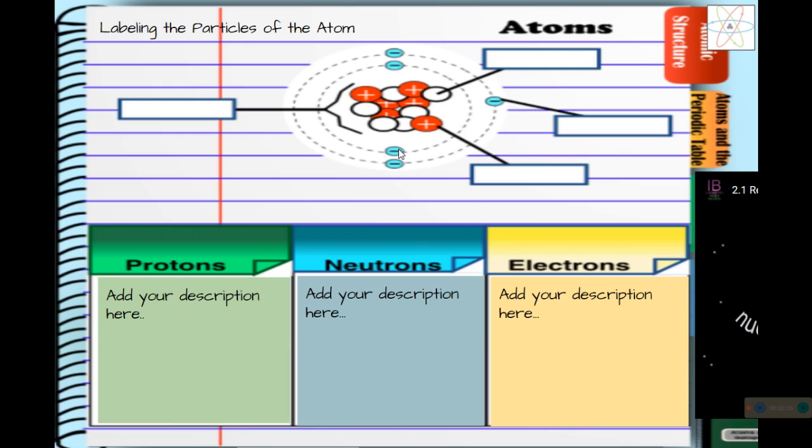The electrons weigh nothing. The reason for that is they are spinning at such a high rate around the outside. If they had weight, it'd be like an unbalanced hula hoop. So we have to have them with no weight so that they can orbit perfectly and transfer easily. So the inside protons have a weight of 1, neutrons have a weight of 1, electrons have a weight of 0.